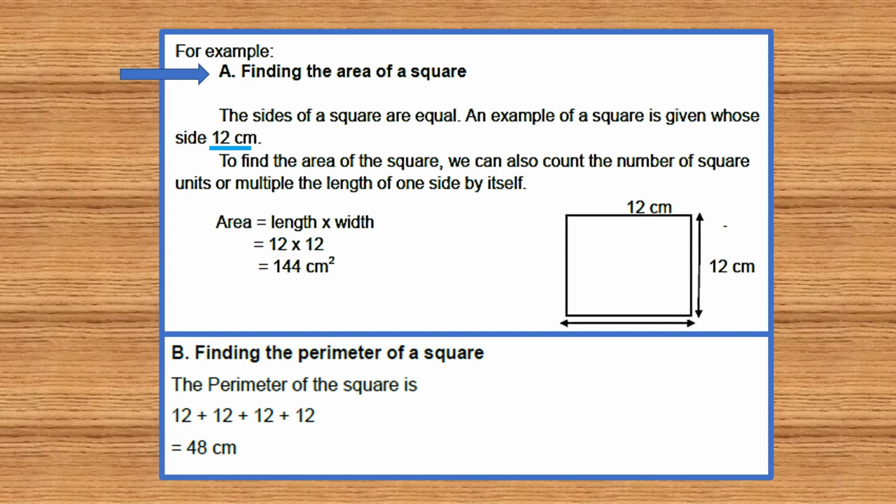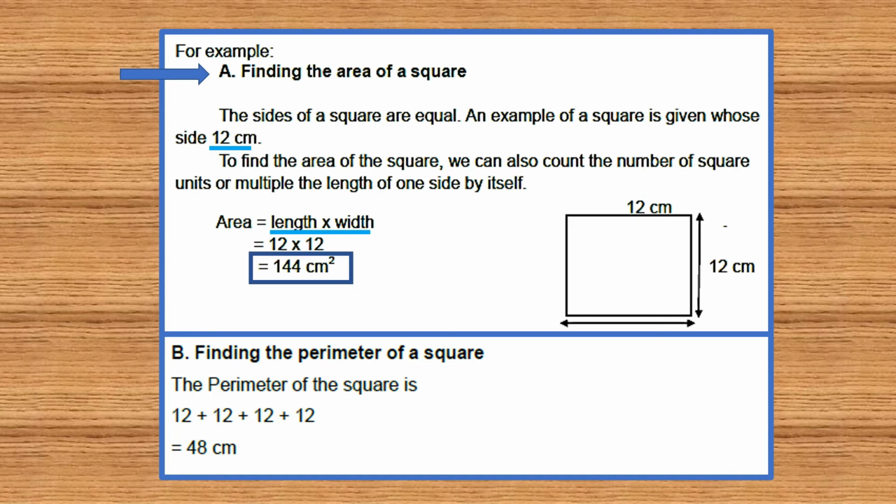So for area, this is the formula. Area is equal to length times width. Again, here's the formula in finding the area of a square. Area is equal to length times width. So let's apply. Area is equal to 12 times 12. What is the answer, class? Very good. The answer is 144 square centimeters. That is the answer for letter A.